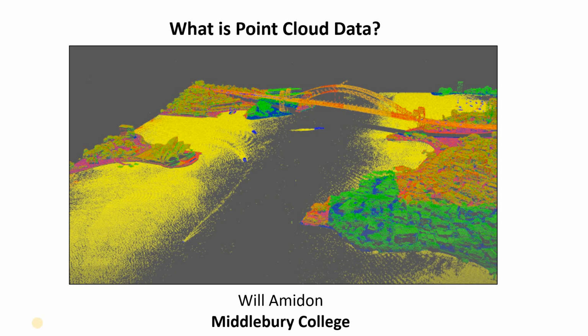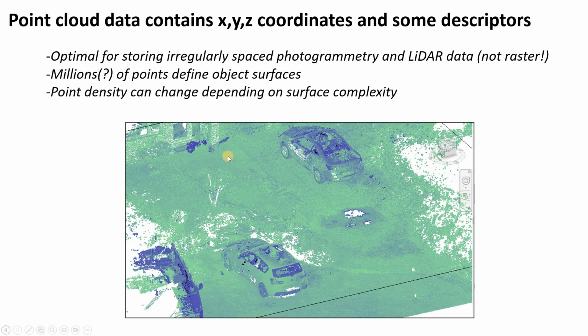Hi there. In this video, I'm going to give you a quick introduction to point cloud data. What is it? Point cloud data is a type of data that is made up of a bunch of points. Each point has an XYZ coordinate as well as perhaps some descriptors about that point.